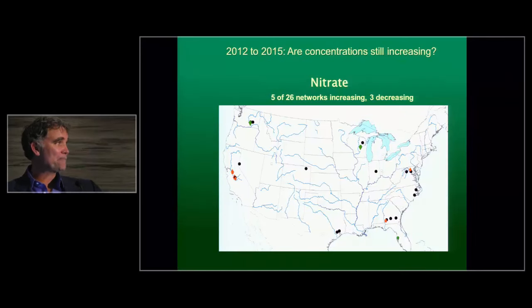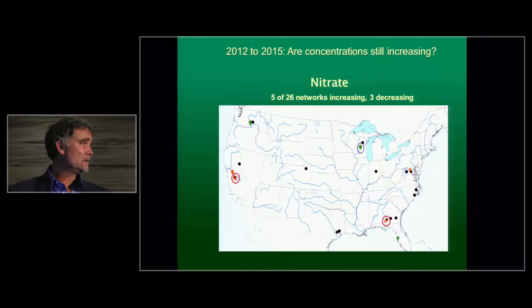So this is the map. This is not online yet. This is something very recent data. And we see these same 3 networks. And the one in California still increasing. The one down there in southern Georgia still increasing.